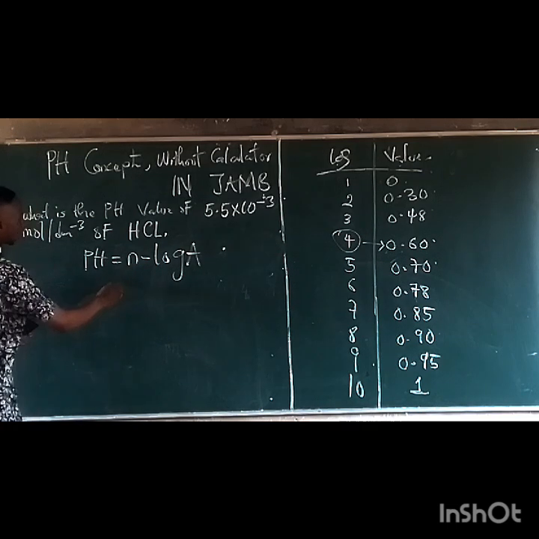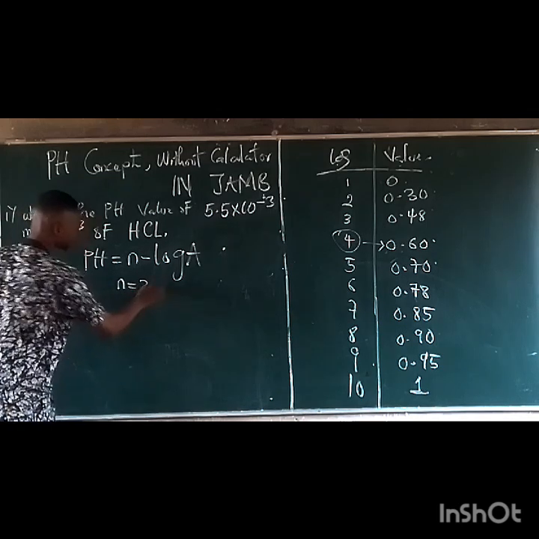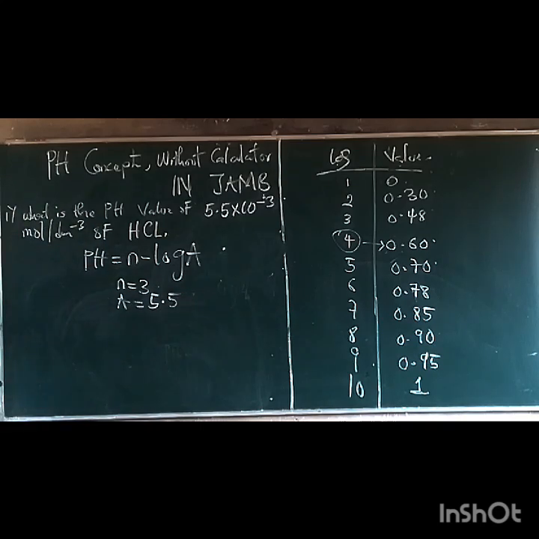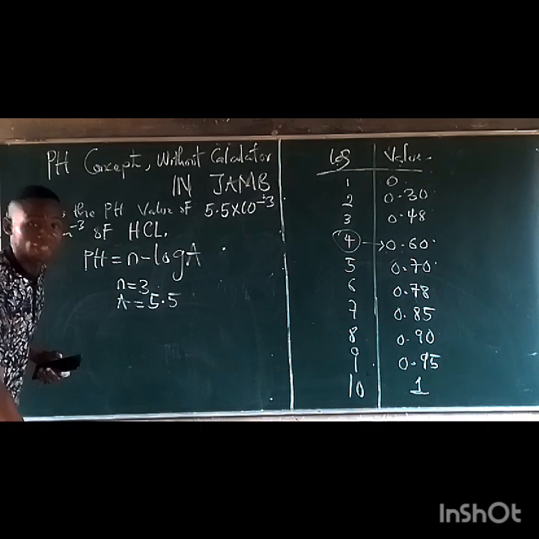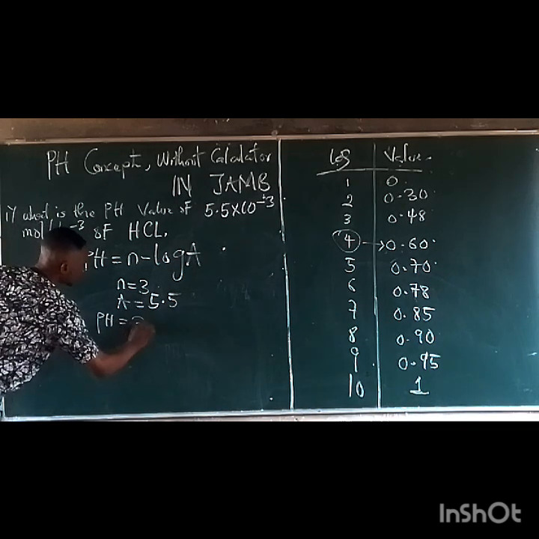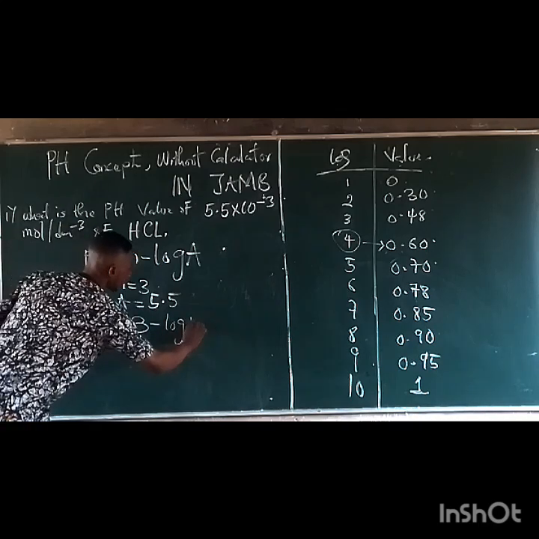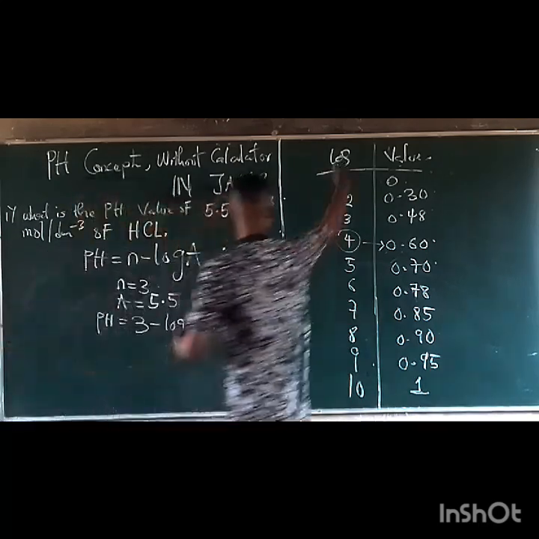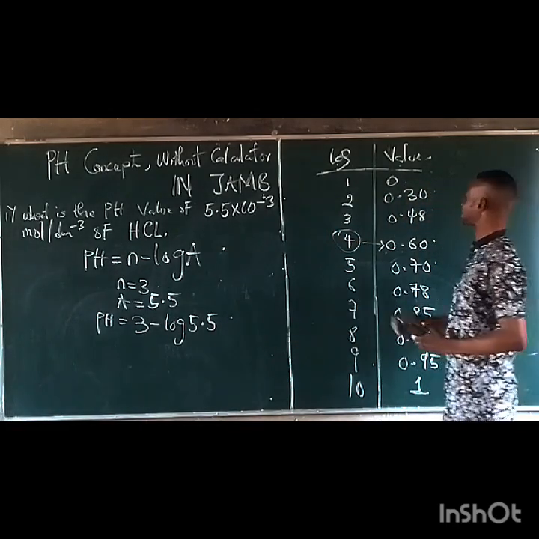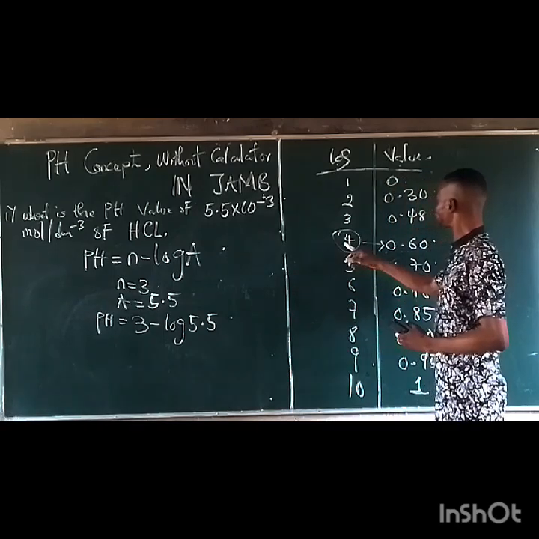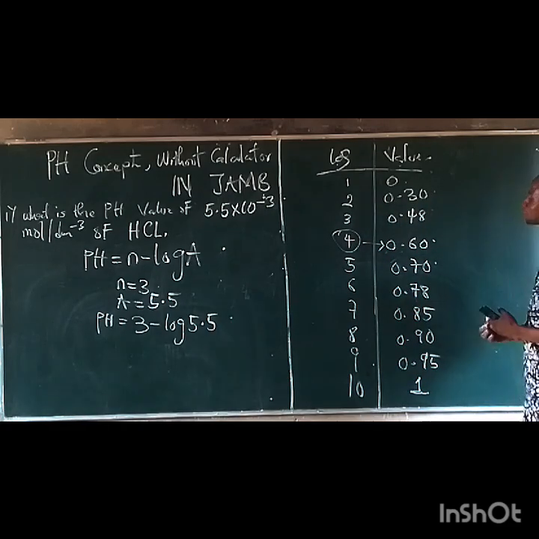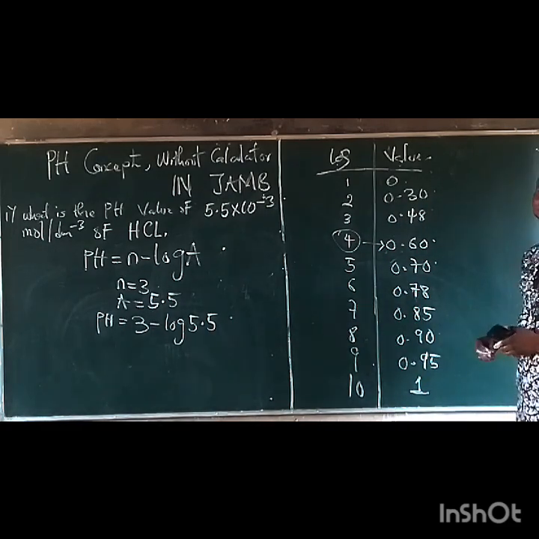Here, our N is equal to 3, then our A is equal to 5.5. But we are going to have a little issue here because of the condition. So pH equals 3 minus log 5.5. But if you check our table of logarithm, there's no 5.5 there. In the first question we solved, we had 4.0 and there was a 4 in the table. Now there's no 5.5 in the table, so what are you going to do? That is the condition we're looking at now.